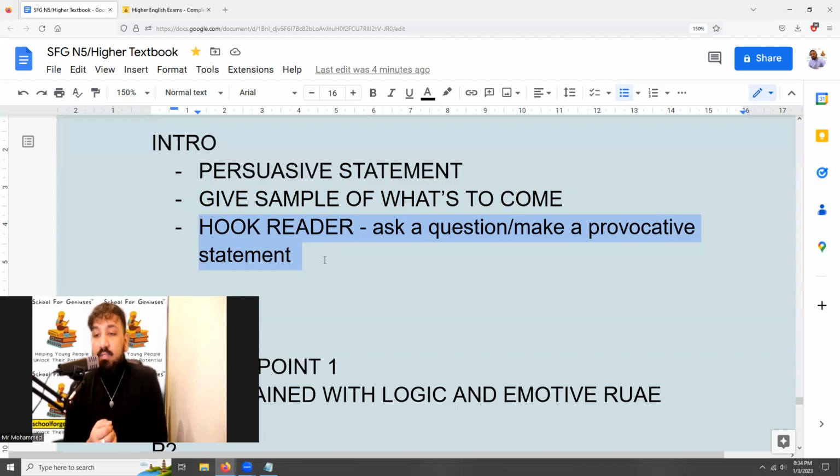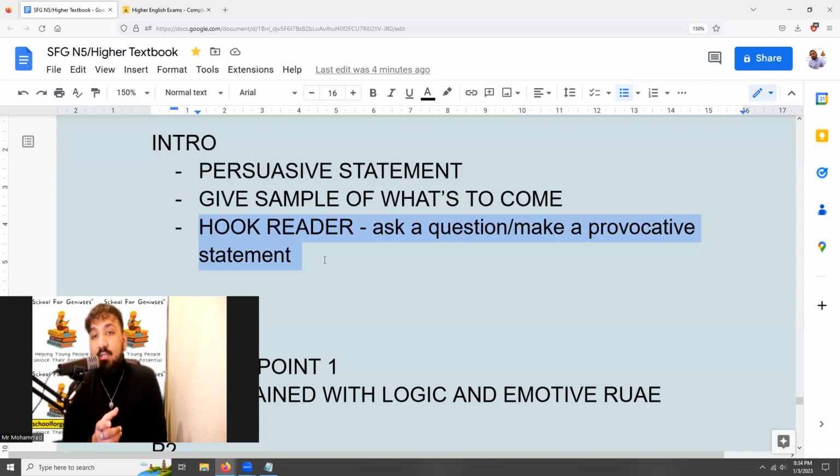Or the simplest way is just to ask a question. So, who's really to blame for this? Or, is this right? Or, are you heartless enough to agree with this? Or something like that. Just some kind of question that hooks the reader in, makes them answer, and makes them say, okay, I want to know more. I want to know why they're saying this.